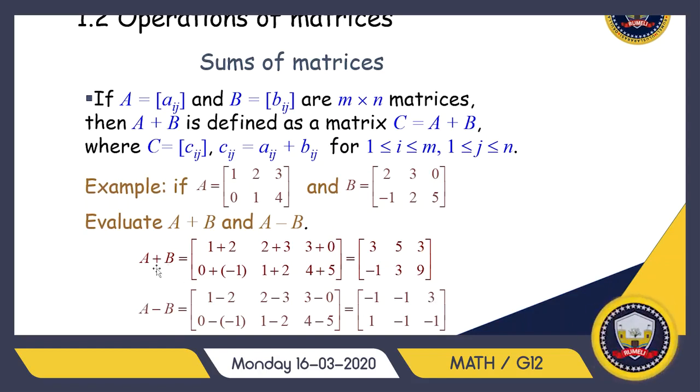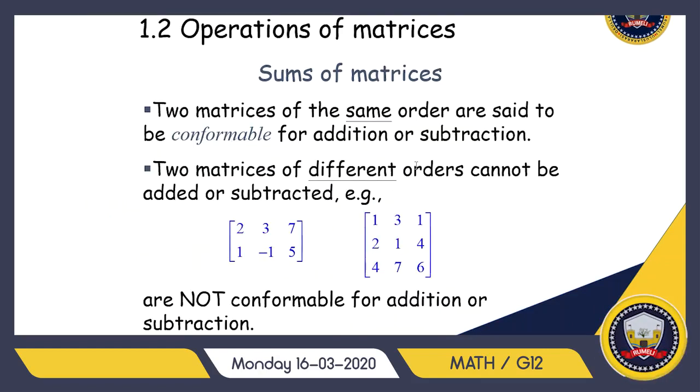So to add two matrices or to subtract two matrices, we can note that the order of this matrix should be the same as the order of the other one. Based on this, two matrices of the same order are said to be conformable for addition and subtraction. This means we cannot add or subtract two matrices with different orders. So to add or to subtract, we need to have the same order for each one of these matrices.